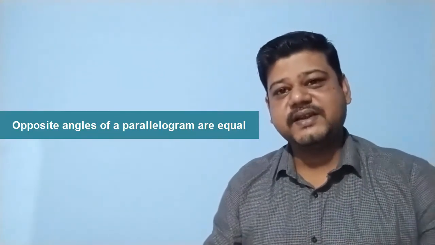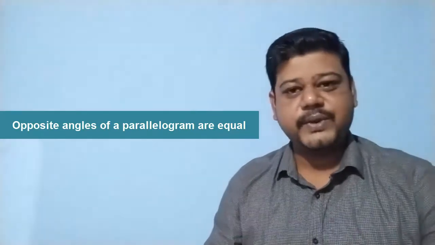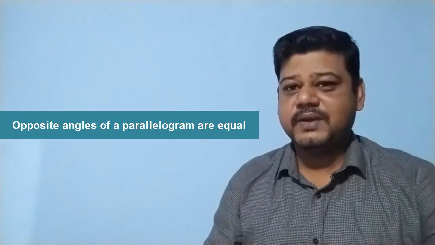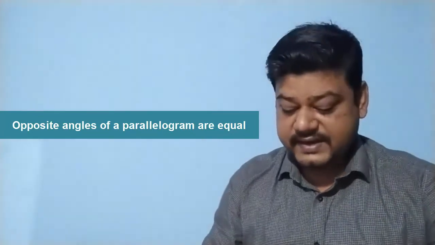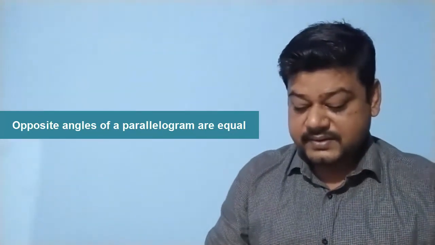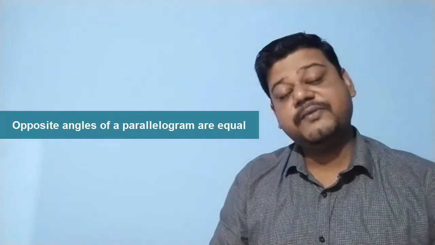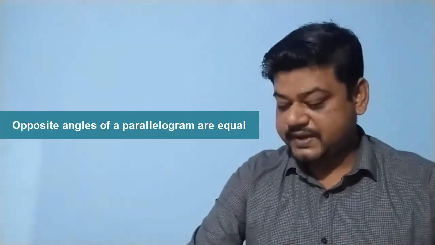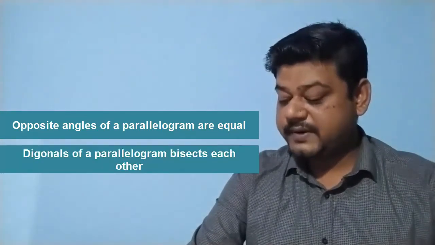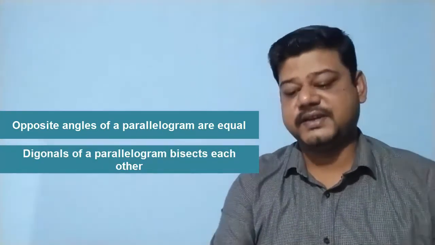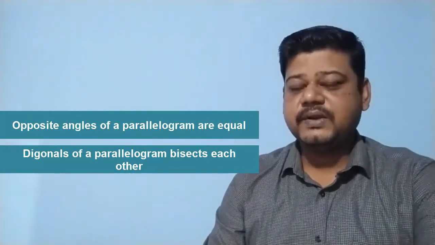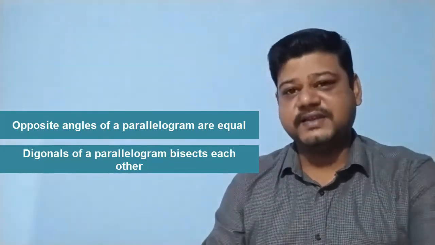The basic things are given in the book. Go through it. If you have any doubt, we will discuss it later on. But the property is that the opposite angles of a parallelogram are equal. The next property is that diagonals of a parallelogram bisect each other. That means the two diagonals of a parallelogram always bisect each other.